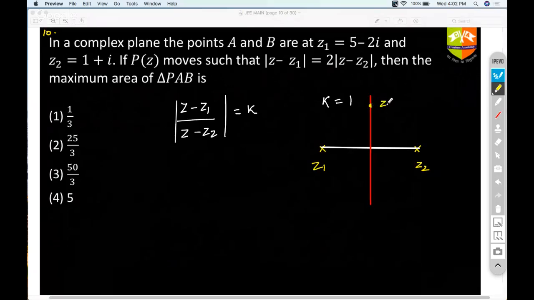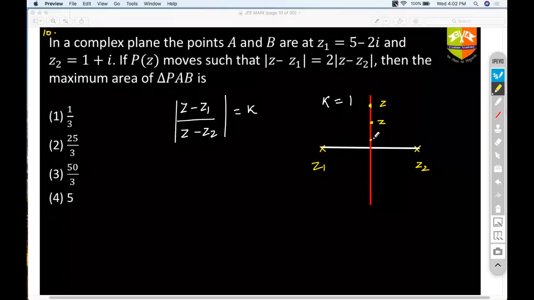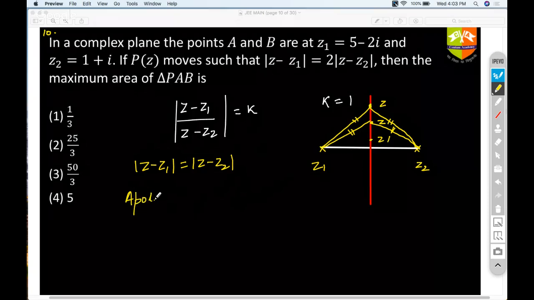So z can lie anywhere on this line, right? Because when k is 1, it is just like saying mod z minus z1 is equal to mod z minus z2. That means the distance of z from z1 has to be equal to the distance of z from z2. That can only be possible if your z is located on the perpendicular bisector of the line segment joining z1 and z2. However, if k is not equal to 1, then what happens? It actually results in a circle which we call the Apollonius circle. Okay, what is this circle?